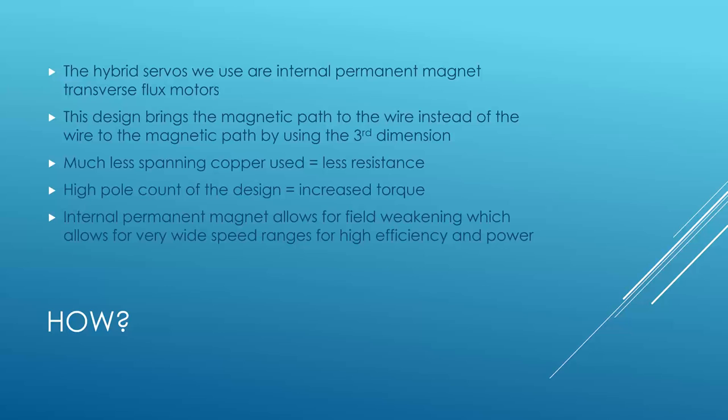Configuration of the hybrid servos that we use. So how do we do this? We use internal permanent magnet transflex motors. Basically, we bring the magnetic path to the wire instead of the other way around, and that gets rid of a lot of the spanning copper. So that gives us less resistance. High pole count design increases the torque. So that between the two, we end up with a lot less heat being generated just to generate the torque. The internal permanent magnet, as opposed to the face magnets of a lot of the servos, allows us field weakening, so we can get a very wide speed range while still holding the efficiency and power.